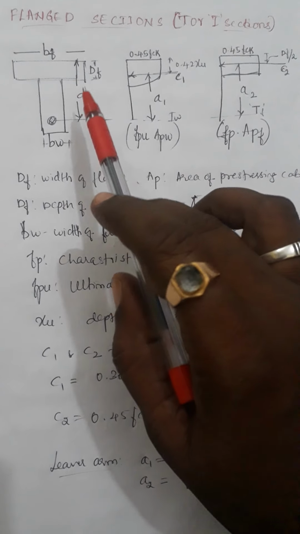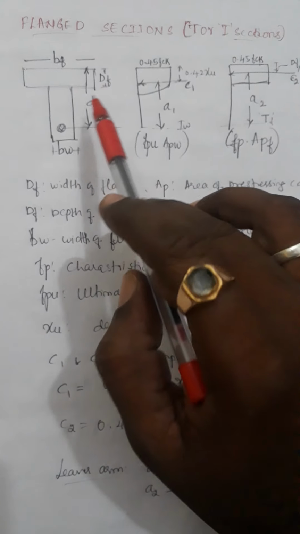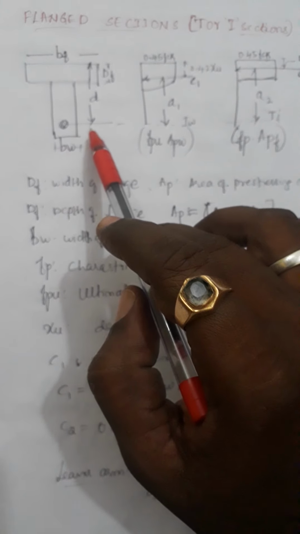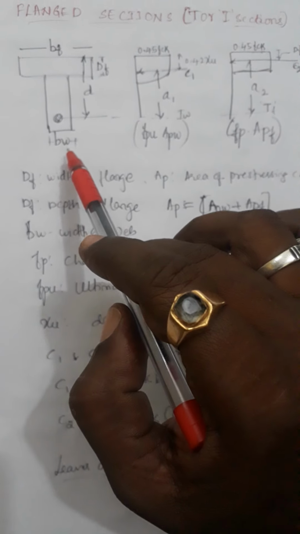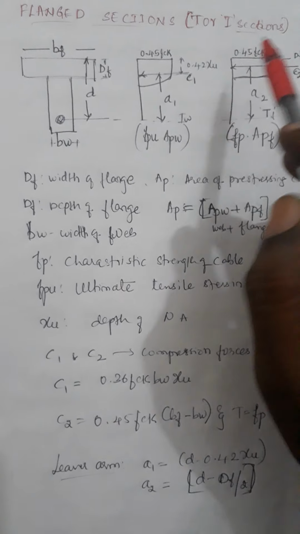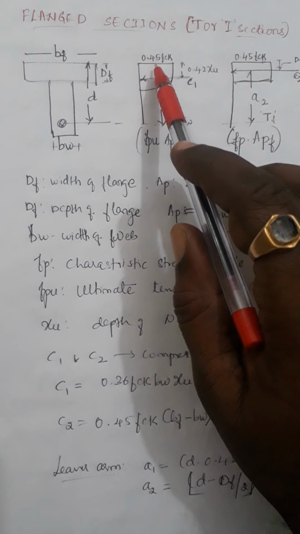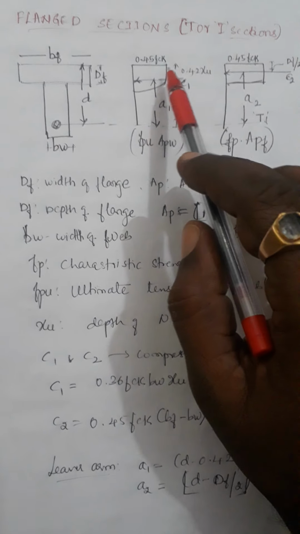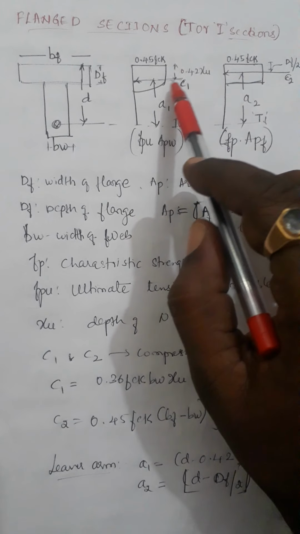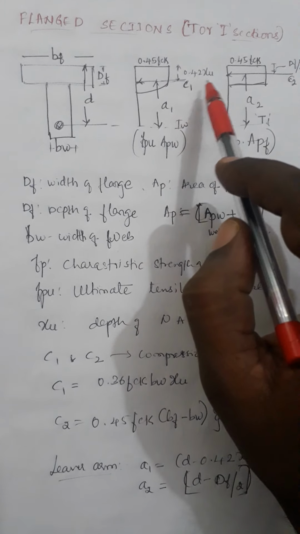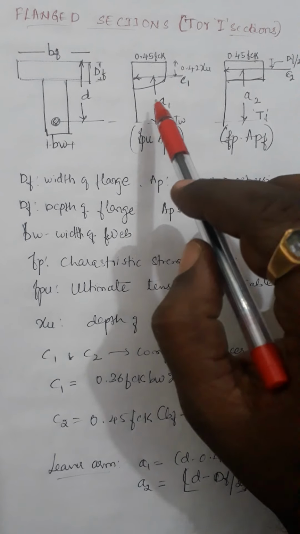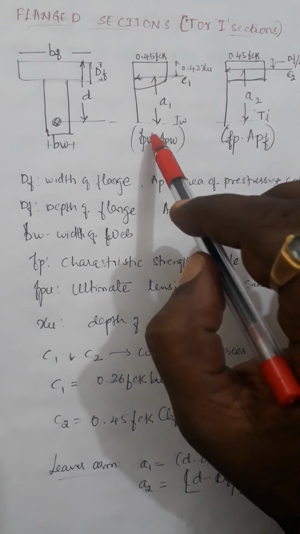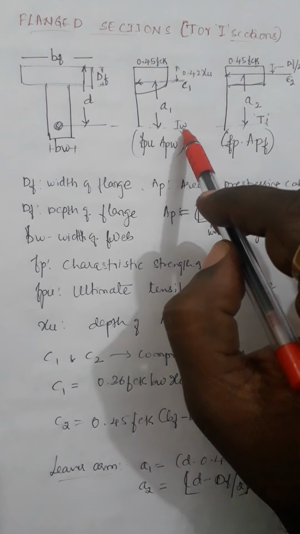So this is the T section. This is the breadth of the flange, the depth of the flange, and this is the effective depth where steel wires are placed, and this is the breadth of the web. This is the top portion, 0.45 fck, fck being the characteristic strength of the concrete, and from top to here, arrow mark, this will be 0.42 xu. xu is the neutral axis depth, and this will be C1, the compression member, and from this to here, tension Tw is tension at the web.